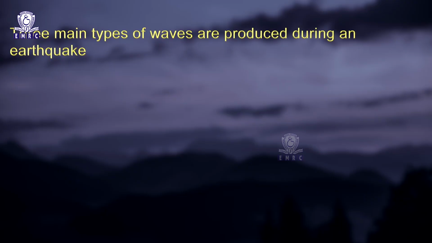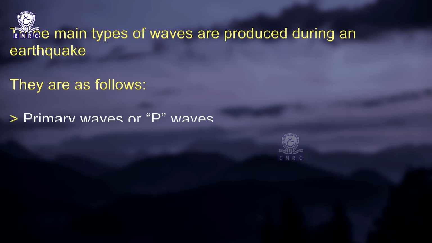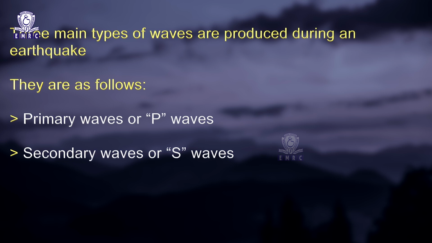The energy released during an earthquake will be transmitted to the surface of the earth from the focus of the earthquake in the form of waves which are called seismic waves. Three types of waves are produced during an earthquake. They are as follows: primary waves or P waves, secondary waves or S waves, and surface waves or L waves.